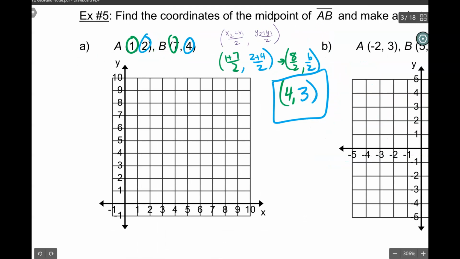So point A is at 1, comma 2. Point B is 7, comma 4. If I would draw a line connecting those, I should have this point 4, comma 3, which is right here, right in the middle. This is the midpoint. Also means that the two segments are going to be congruent.